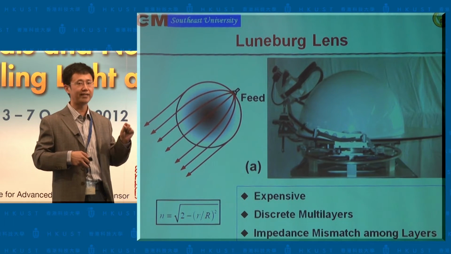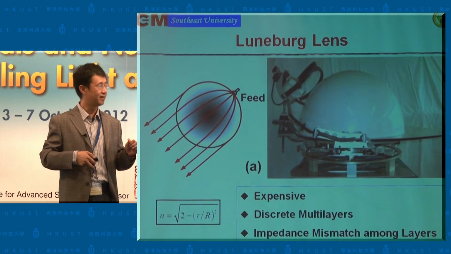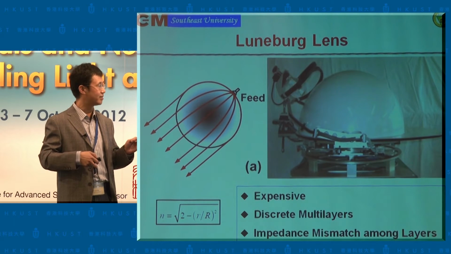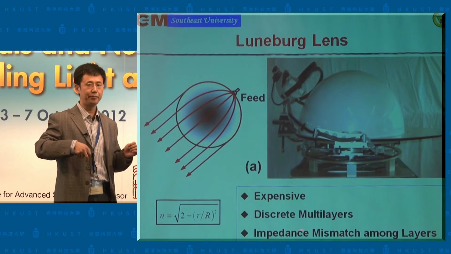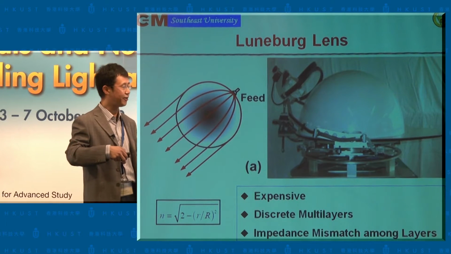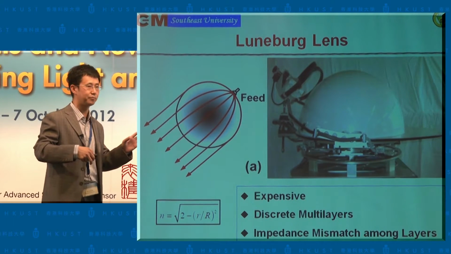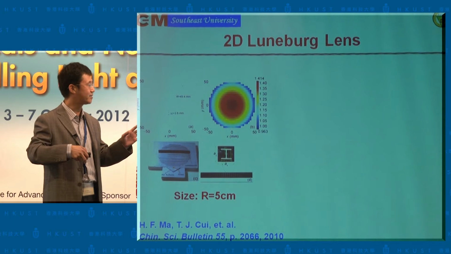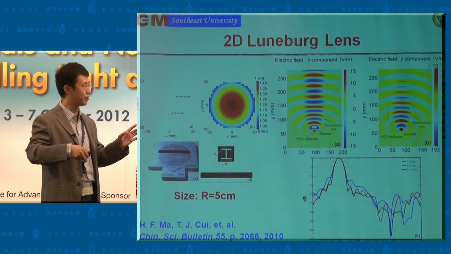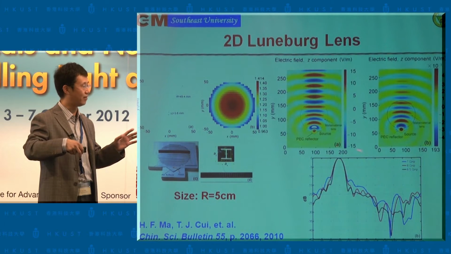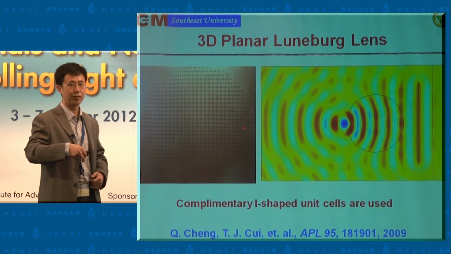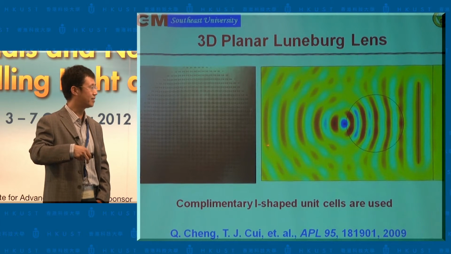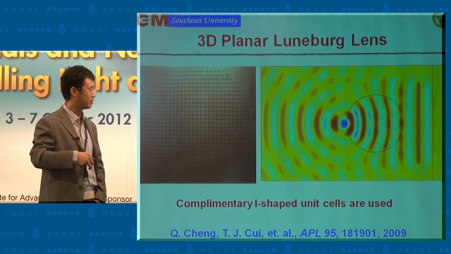Traditionally, we use discrete layers to realize the Luneburg lens. First, it is very expensive, and second, because they use discrete multi-layers, there is an impedance mismatch between the different layers. We can use metamaterial to realize the Luneburg lens very easily. This is a 2D case we did two years ago. These measurement results have very good features. This is a planar Luneburg lens realized using the complementary I-shaped unit cell. The results look very good.